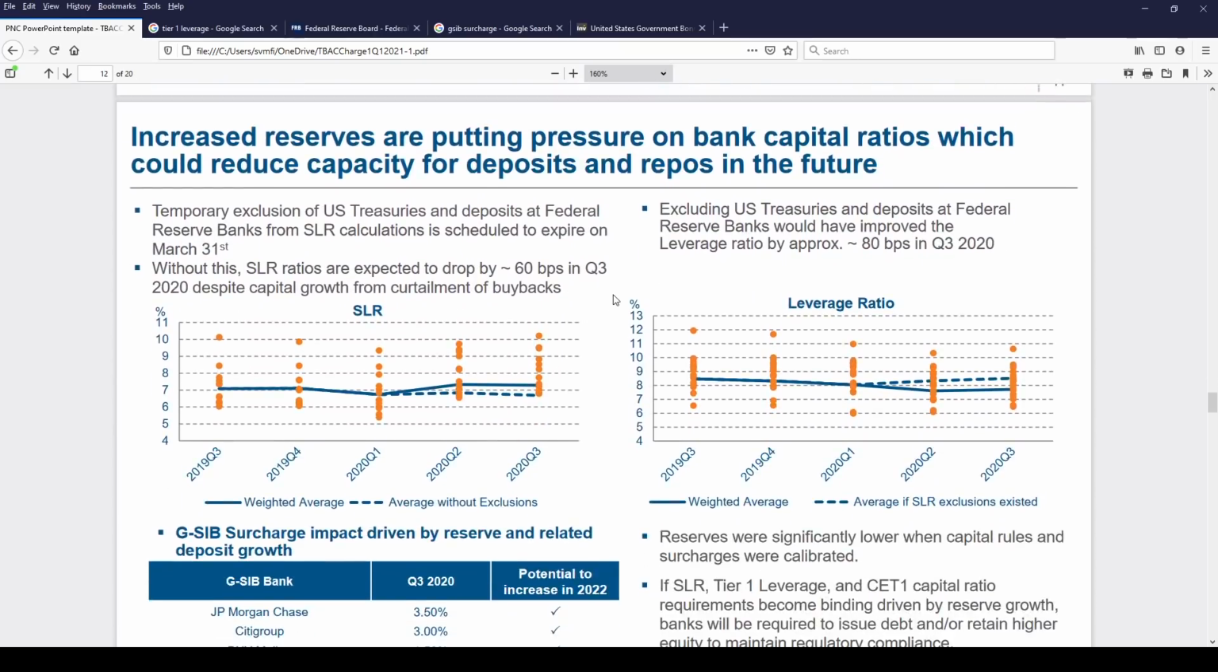Let's get almost to the end here. Increased reserves are putting pressure on bank capital ratios, which could reduce capacity for deposits and repos in the future. Hey, what do you know? When you have no yield on your T-bills, you can't really pay people interest.